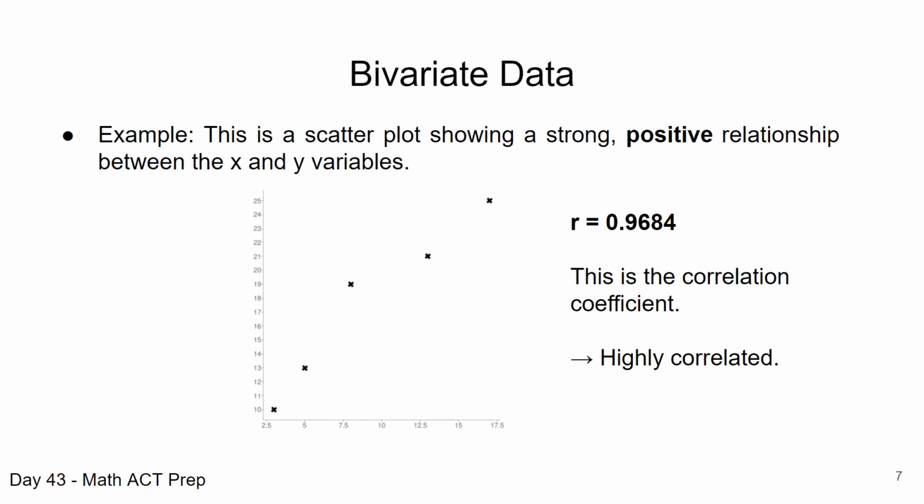We're given here a scatter plot showing a strong positive relationship. Remember, strong meaning it's close to 1, and positive meaning as one variable increases, the other variable increases. And notice that's going to indicate also a positive slope between these two variables, x and y, that we have on this plot. And they've given us this r value of 0.9684, which is very close to 1. So that gives us the strong relationship. And this is our correlation coefficient. And we say that these two variables, x and y, are highly correlated. We get that from our r value close to 1.